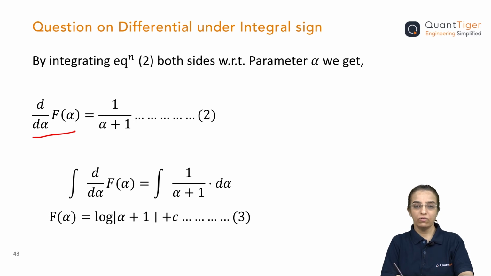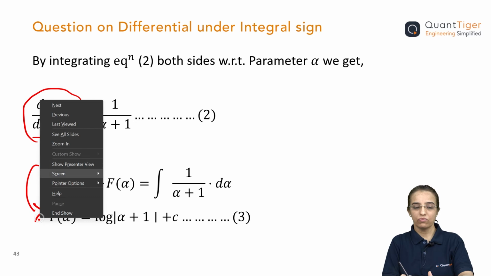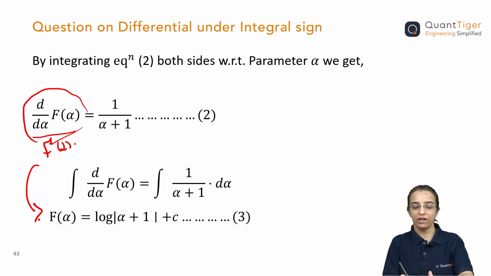Now we know that integration and differentiation are exactly opposite to each other. So if you want to find the value of f of alpha, definitely we have to get rid of this derivative. So that's why we are integrating both sides. Why? Because this is f dash of alpha, we got it, and we want to get f of alpha. So we have to apply the integration, so that derivative and integration will get cancelled, and we will get f of alpha's value. That's the reason we are integrating equation 2 with respect to alpha.